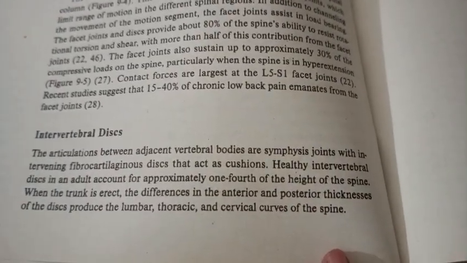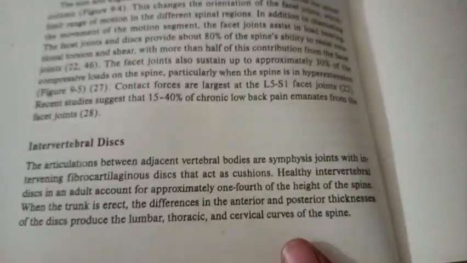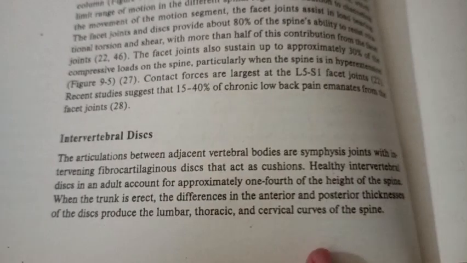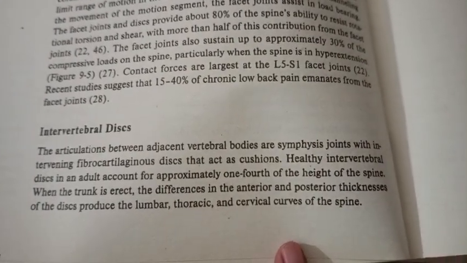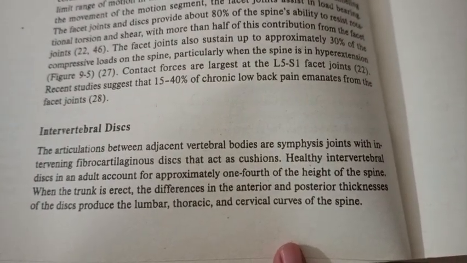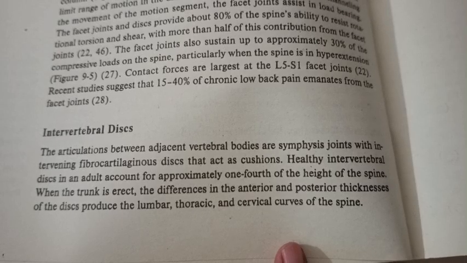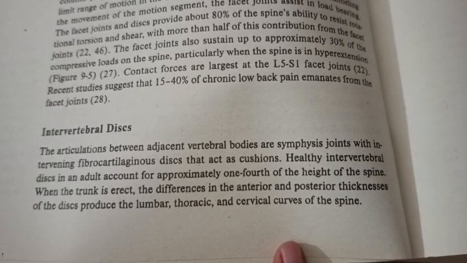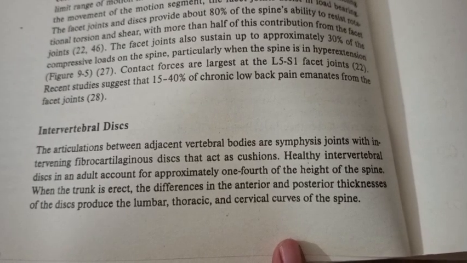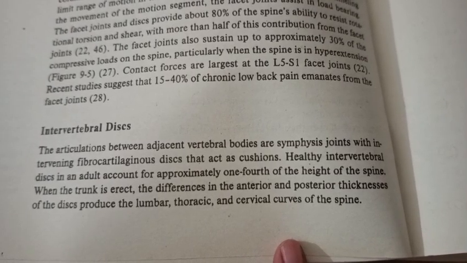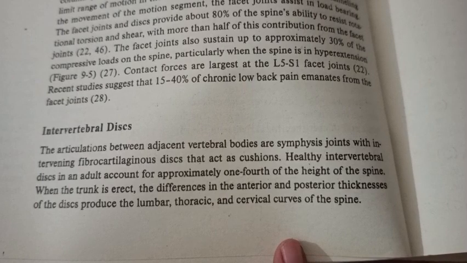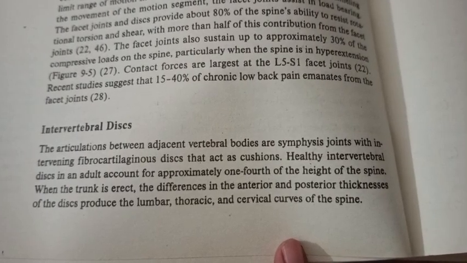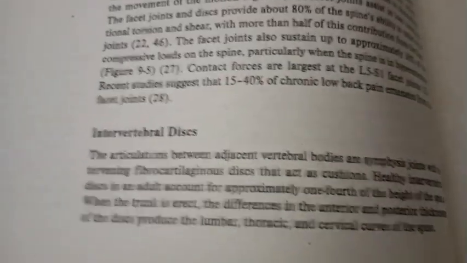The articulations between the adjacent vertebral bodies are symphyses, with an intervening fibrocartilaginous disc that acts as a cushion. A healthy intervertebral disc in an adult accounts for approximately one-fourth of the height of the spine. When the trunk is erect, the differences in the anterior and posterior thickness of the disc produce the lumbar, thoracic, and cervical curves of the spine.